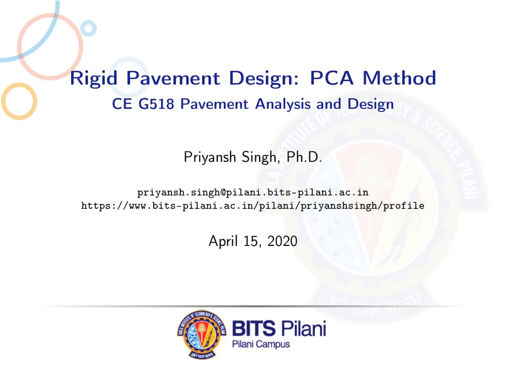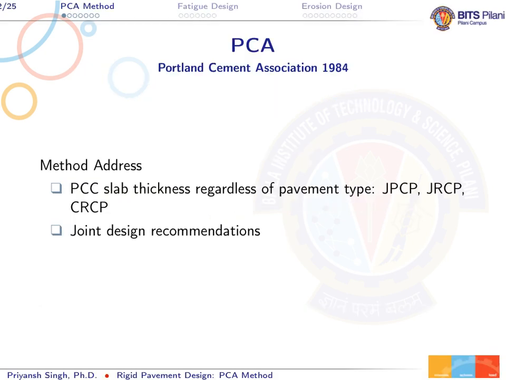Good morning, all. Today we are going to see the alternate approach to design a rigid pavement that is known as PCA method. This method addresses the plain cement concrete slab thickness determination regardless of the slab type. You can use any slab type, whether it's a jointed plain cement concrete, jointed reinforced cement concrete, or continuously reinforced cement concrete pavement. It also gives recommendation about the design of joint.